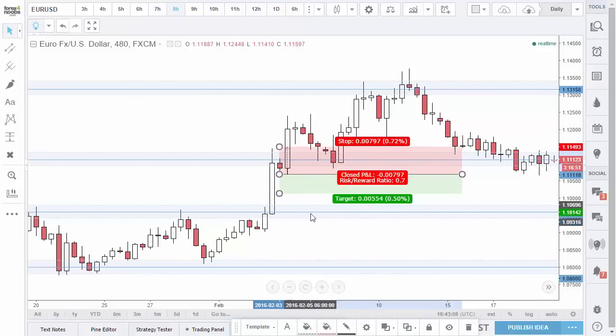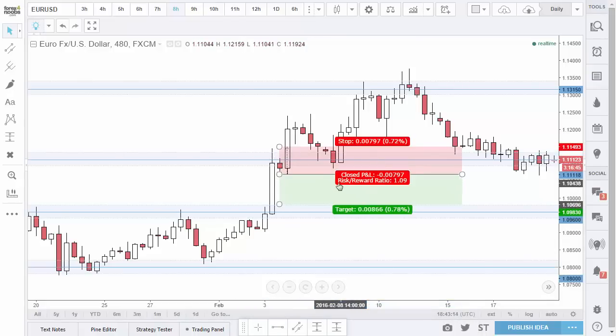But let's look at the more important thing. With a stop loss up here, above this high, and with a target down here, what's our risk to reward ratio? It's 1.09. Like I said, I want my risk to reward ratio to be 1 to 2. My risk to reward ratio needs to be 2.